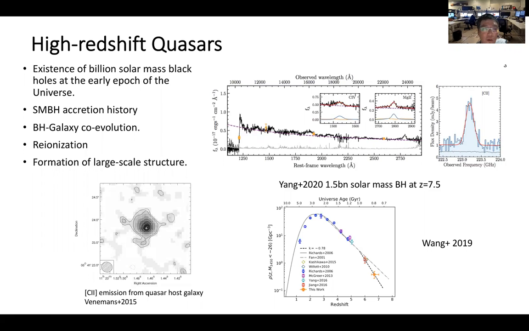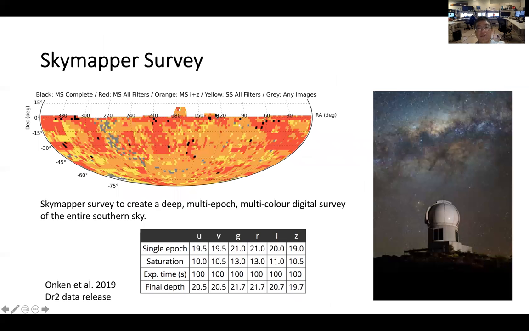And by studying the quasar host galaxies, we can better understand the co-evolution of black holes and their host galaxies. These quasars also shed light on the reionization process of the universe and the formation of the first large-scale structures.